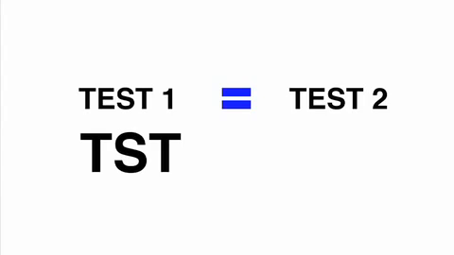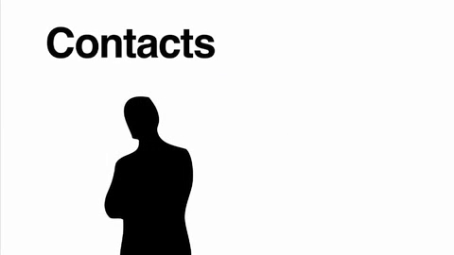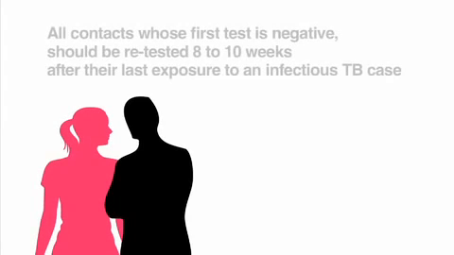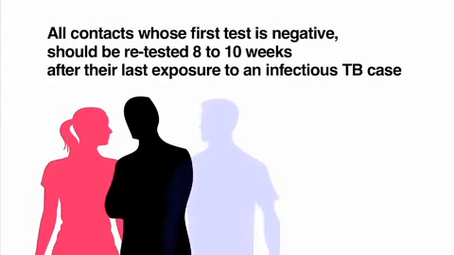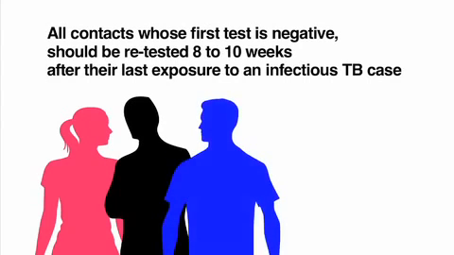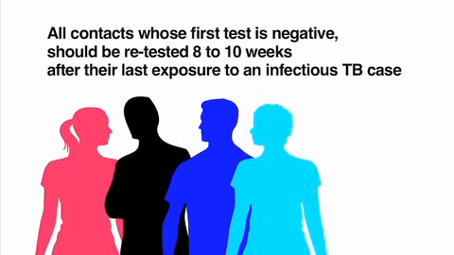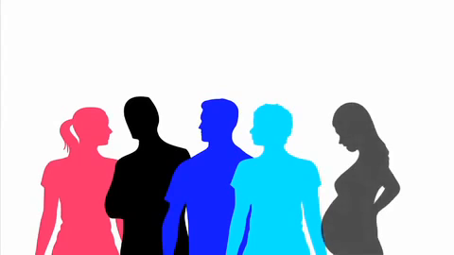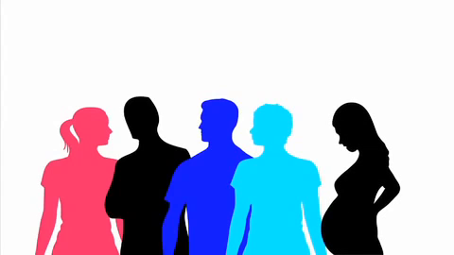In cases where you need to repeat a test, use the same test. For example, if you use a TST for the first test, use the same method for the second. A second test may be needed for contacts, that is, people who were recently exposed to someone with infectious TB. All contacts whose first test is negative should be retested 8 to 10 weeks after their last exposure to an infectious TB case. This is because it can take 2 to 8 weeks for the immune system to respond and TB infection to be detected.